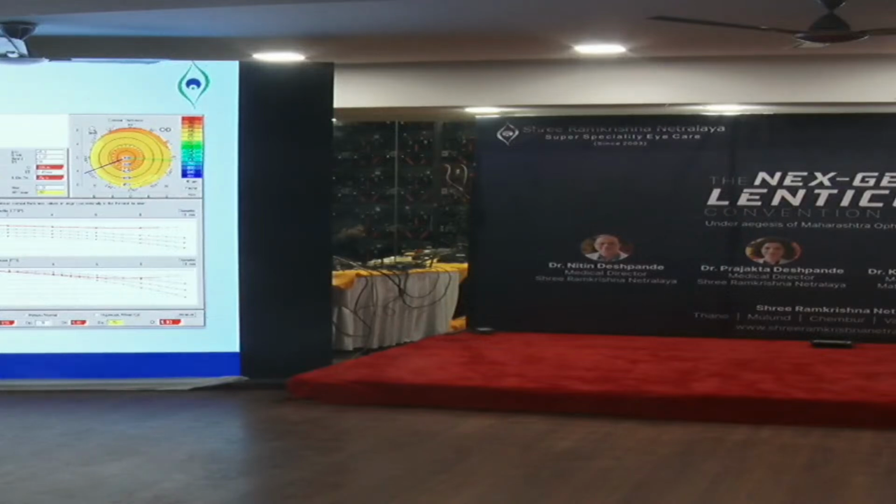In the right hand side of the graph, if you happen to see, there is corneal thickness spatial profile. It is basically the documentation of thickness of the cornea right from the center towards the periphery.